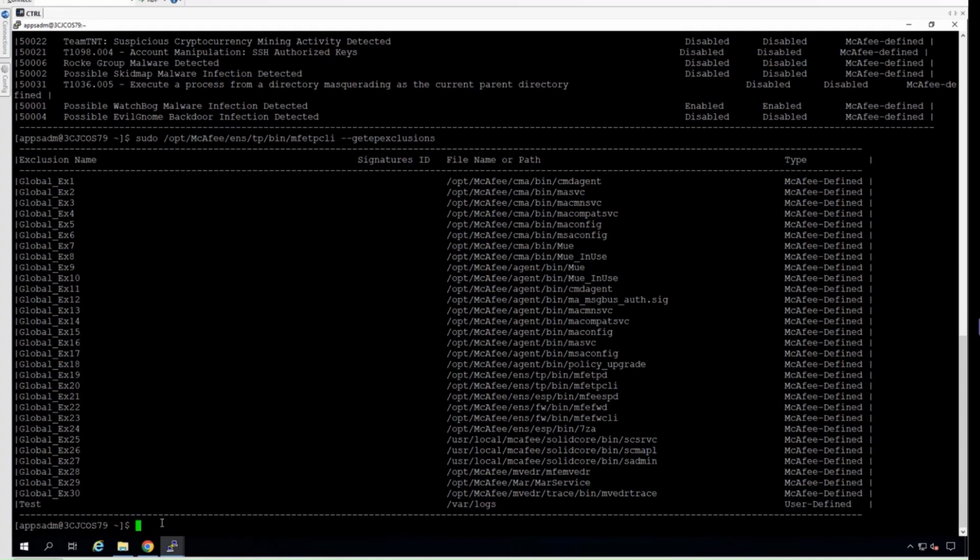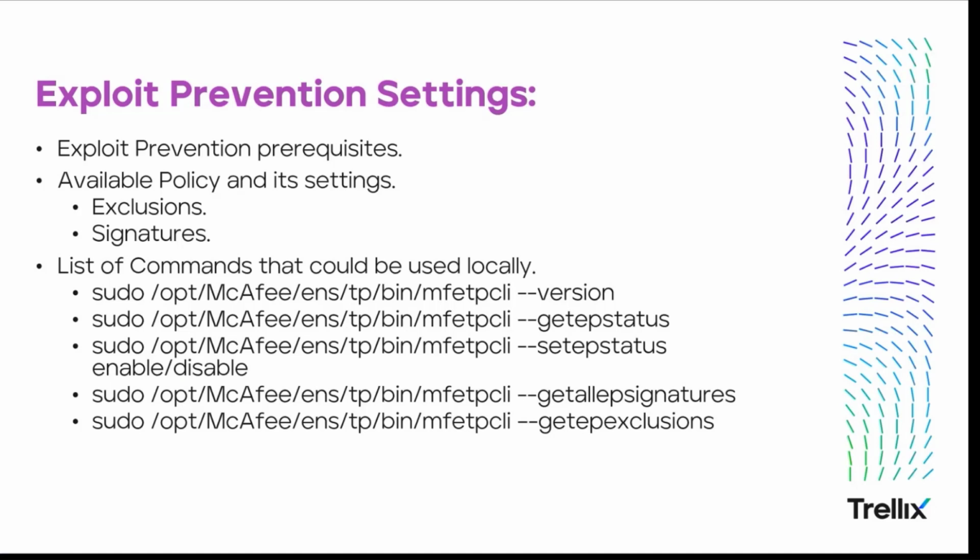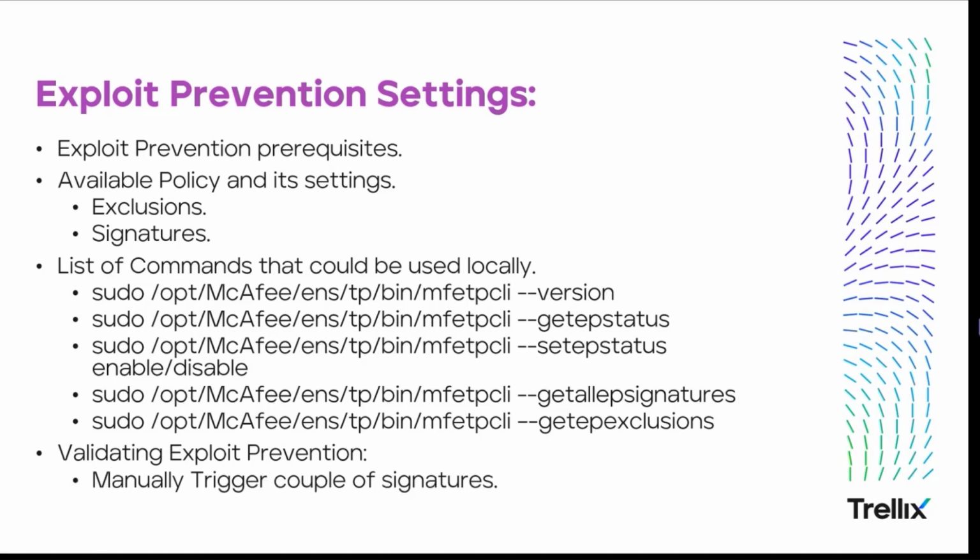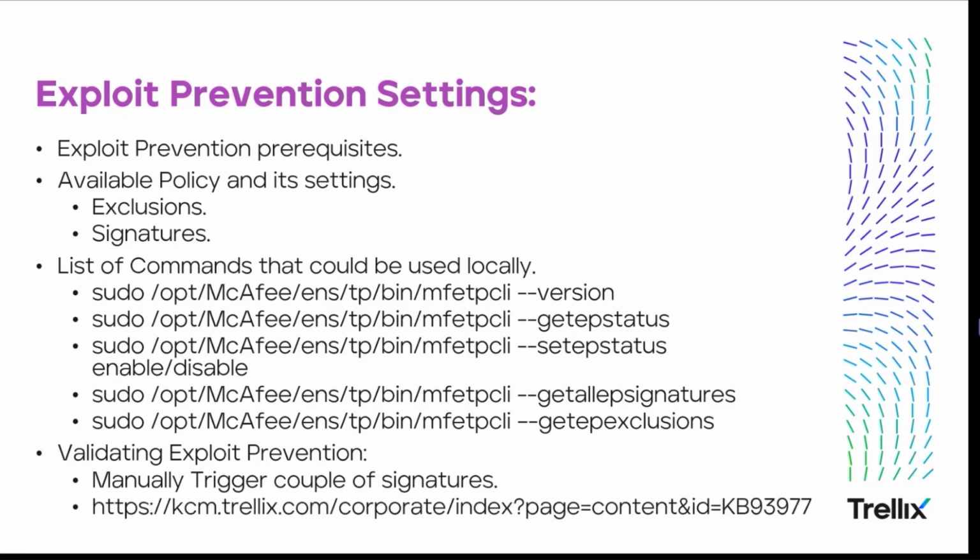Now let's go back to our presentation. Next would be our validation, where we can also check if the rules are working or not. I will do this by triggering a couple of our signatures manually. And below is the KB93977 that contains the steps to do so. Let's get back to the machine.